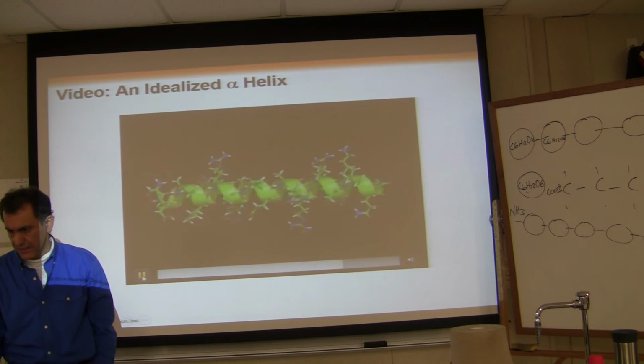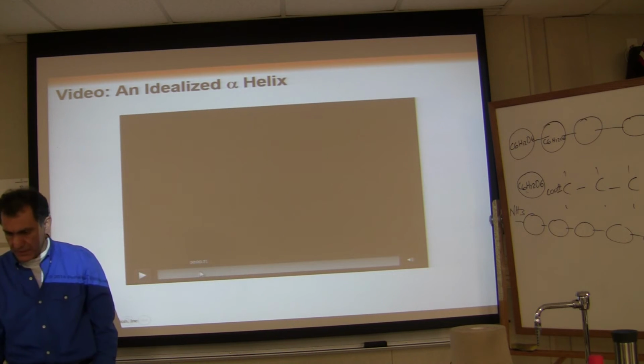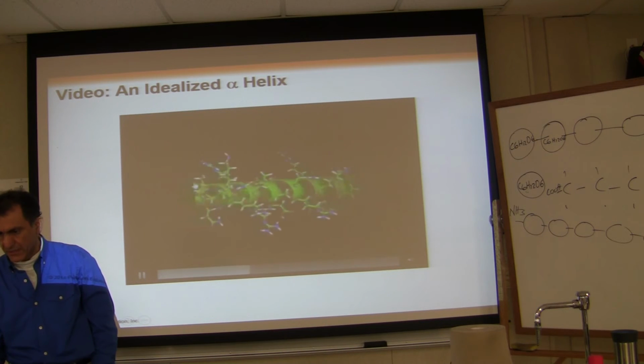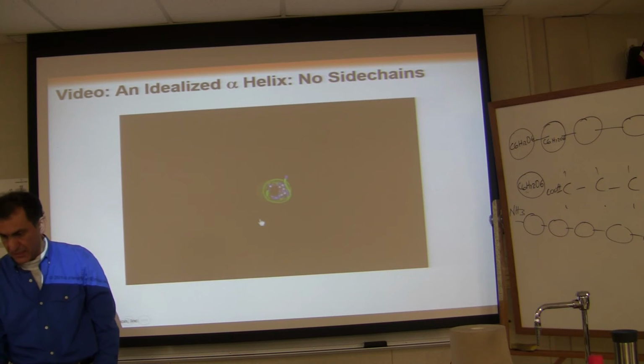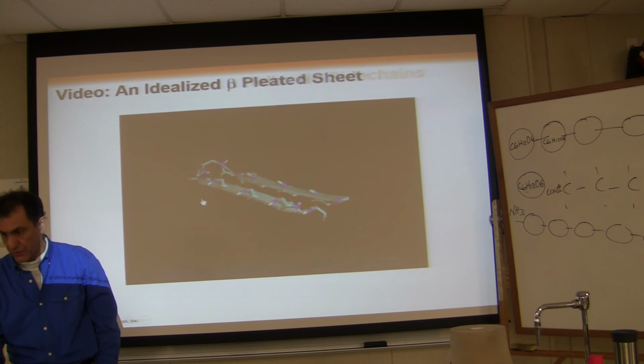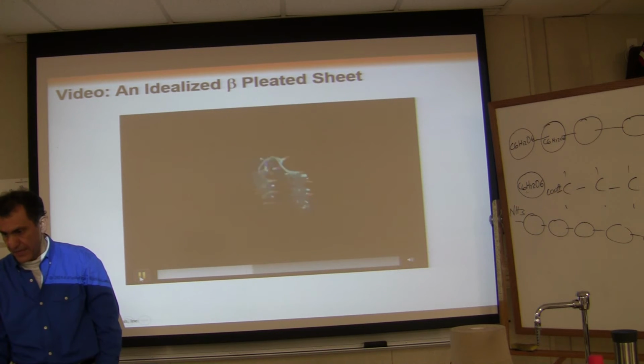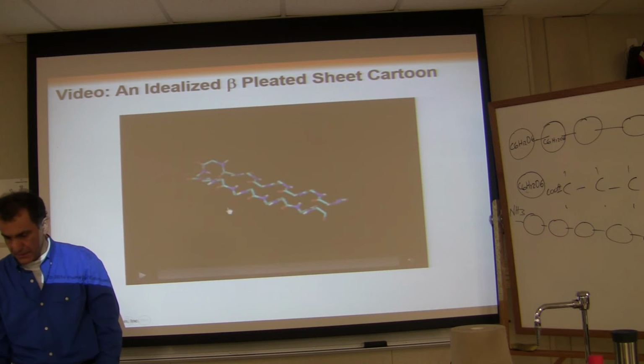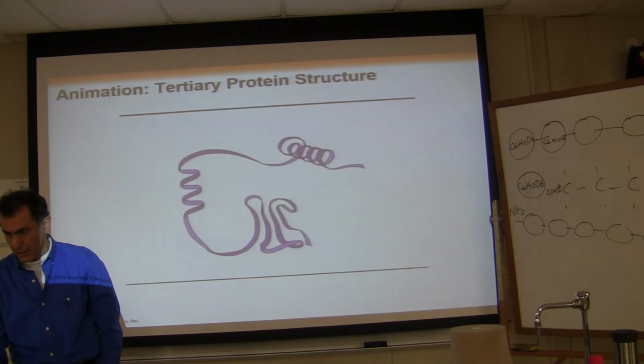An idealized alpha helix. If you look at this one again, one more time, the amino acids are sticking out. This is alpha helix. Look at them. Some of the amino acids are sticking out. This is the one that all of the amino acids are inside. Okay, nothing sticking out. So we have different types. Again, this is a pleated one, and this is another pleated one, which is shown with a stick model.